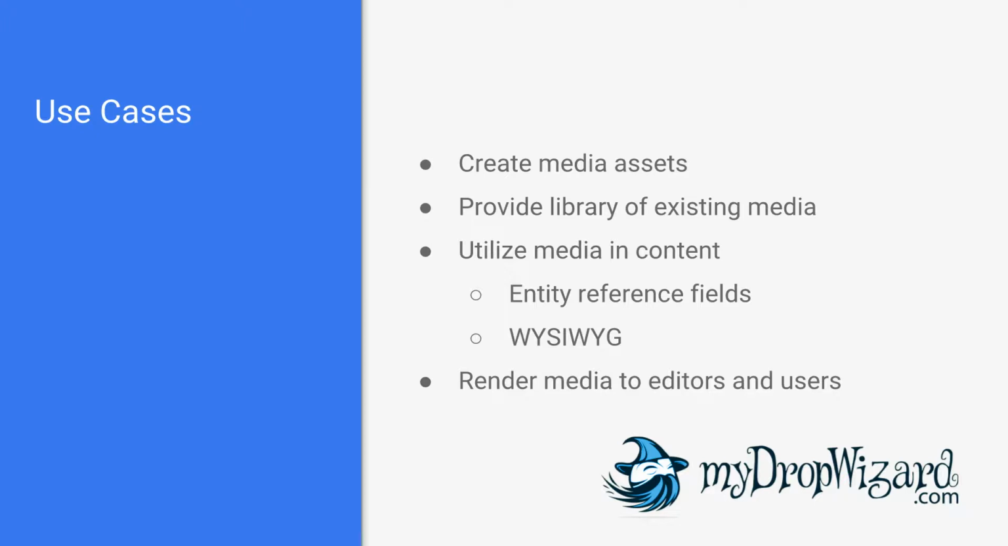So once again, Core gives us the ability to create media assets, although it's not great because of that two-step process we just discussed. We've got the library of existing media, which is functional. It's just not useful to editors in the context of creating content. So that's any reference field. It doesn't give us the ability to use this in the WYSIWYG at all. It does give us the ability to render it to the end users.